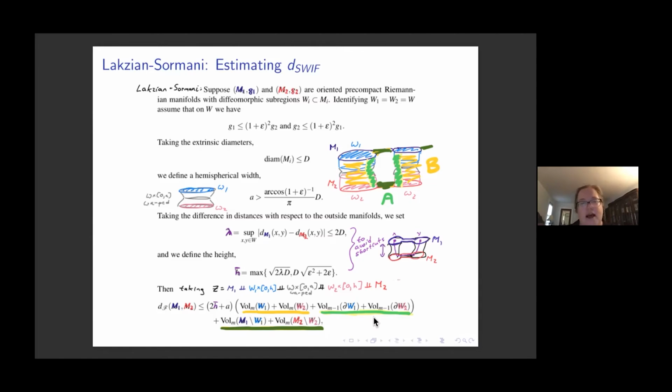This is the estimate that Lexiana and I came up with, and this estimate is used to prove many of the examples I gave in lecture 2 of sequences of manifolds with scalar curvature that I told you converge in the intrinsic flat sense. This was the actual estimate we used in order to prove that. Are there any questions?